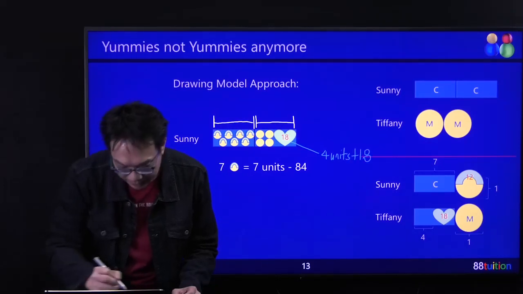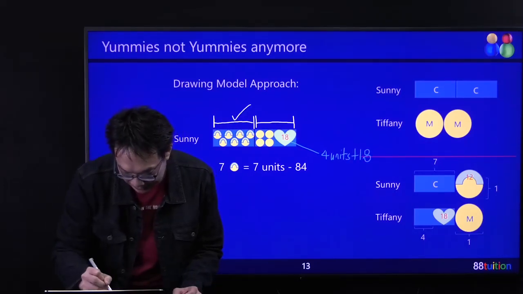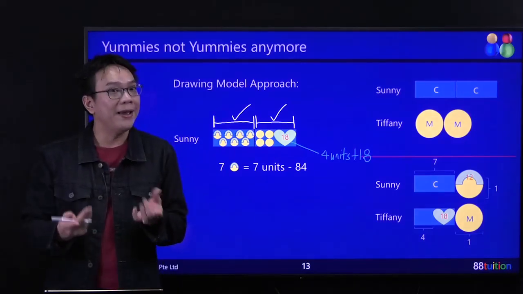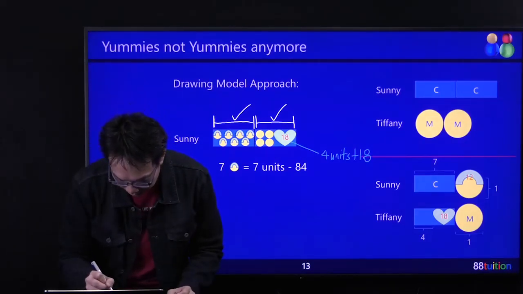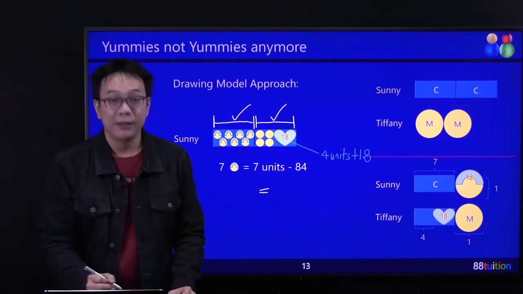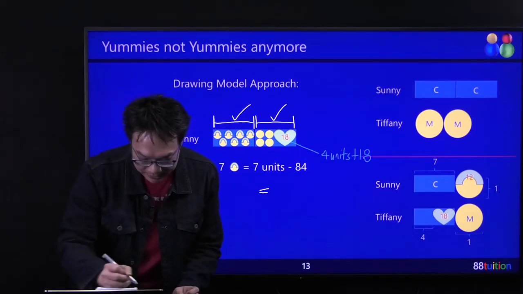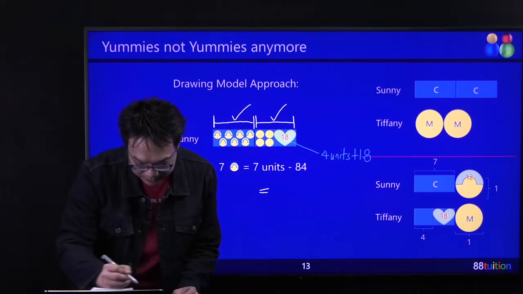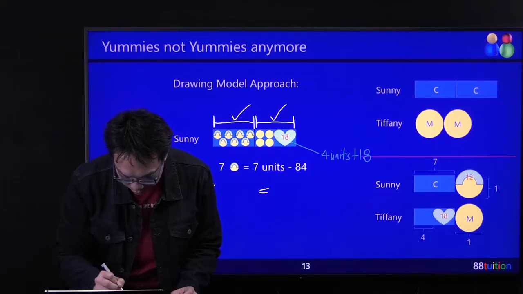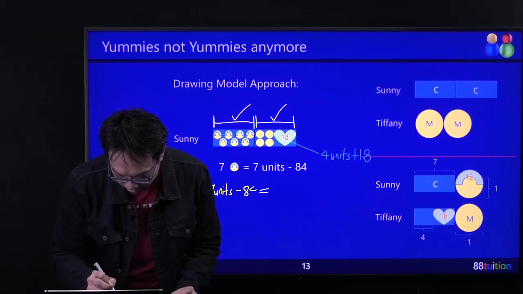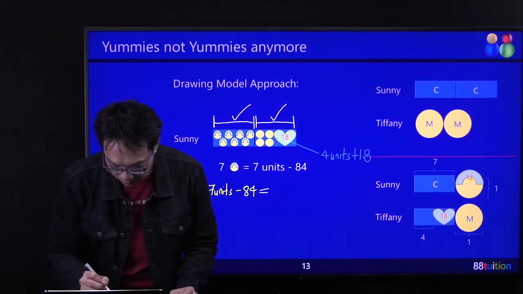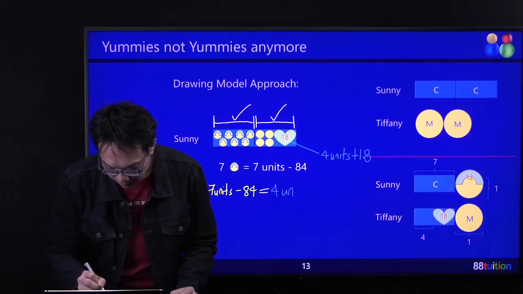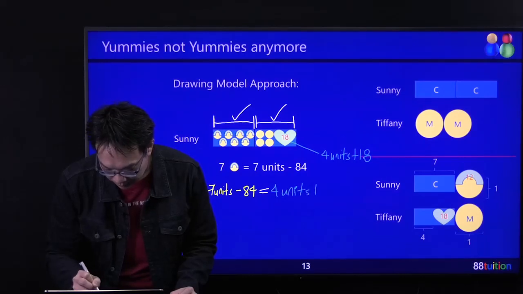And we concluded that these two are the same. Same means what? Same means equal. So you can have an equal sign down here. You can say that the 7 Pokeballs down there represent 7 units minus 84, which is actually equal to your 4 units plus 18. Can you see that?